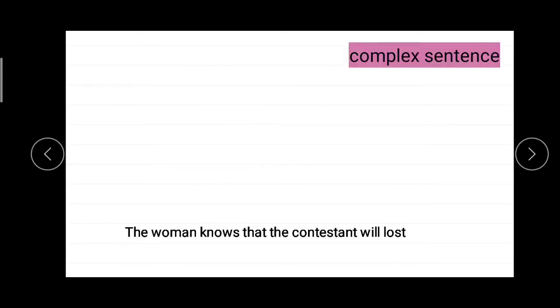Okay, now is for complex sentences. The woman knows that the contestant will lose. In this complex sentence, the woman knows is the independent clause, and the dependent clause is that the contestant will lose. Okay, now we start to analyze this sentence. This sentence has noun phrase and verb phrase.